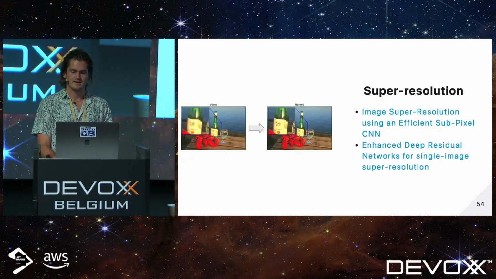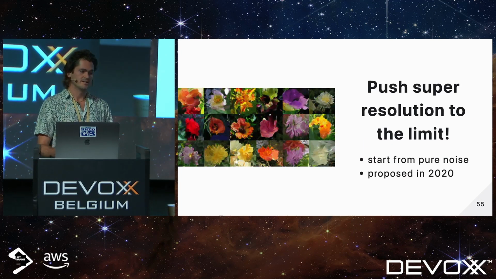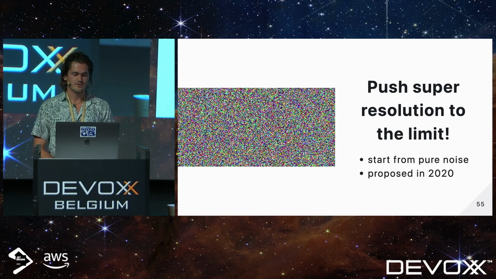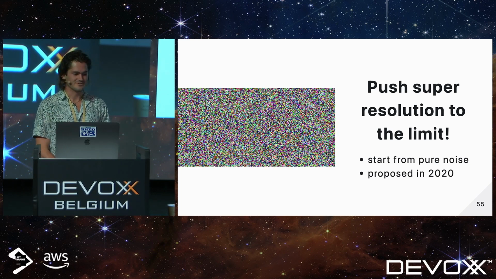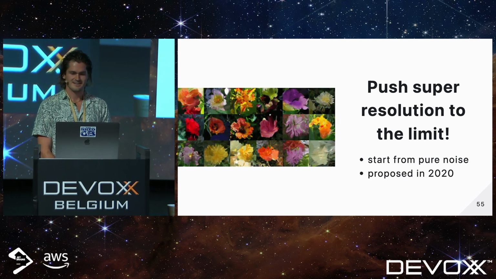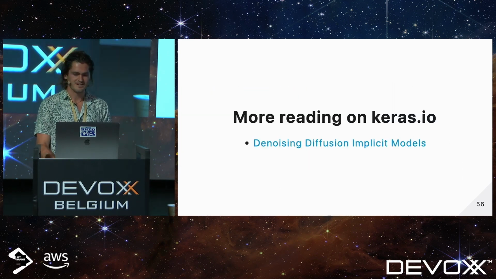So if you push this idea to the limit, you can generate new images. These flowers are not real flowers. They were just generated using a diffusion process started from pure noise. Those have been around since 2020. You can read a little bit more about them on Keras.io.